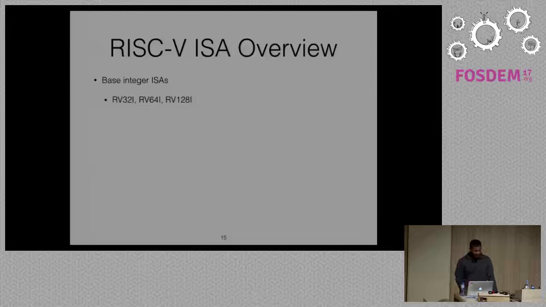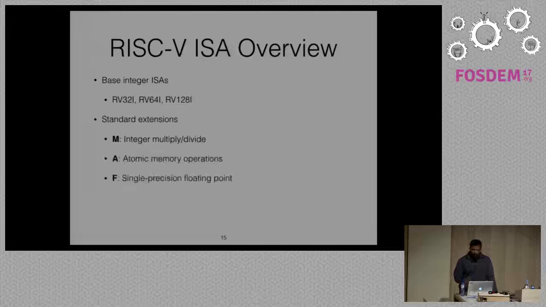M stands for integer multiply divide. A stands for atomic memory operations. F is the single precision floating point extension. And D is the double precision floating point extension. Because all of these extensions are fairly widely used and necessary to boot up a general purpose operating system, they're lumped into this G ISA. So this includes the integers, your multiply divide, atomics, single and double precision floating point. And this is the ISA that you'll use if you want to boot Linux or BSD or something like that.